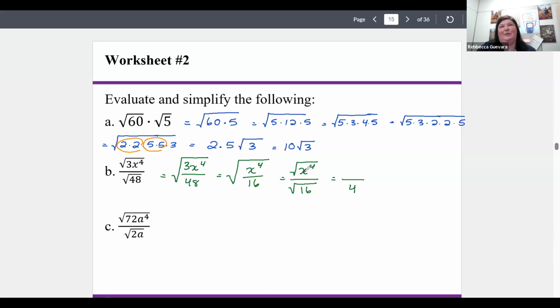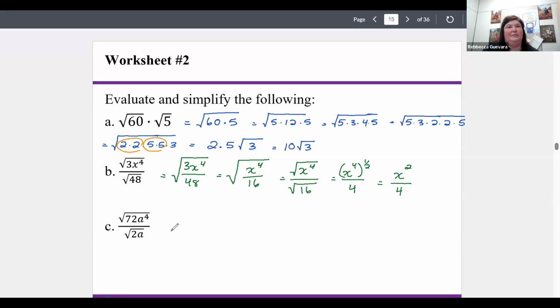But we're going to take a little extra time with this x to the fourth. So remember, that's x to the fourth raised to the power of 1/2. Just bear that in mind. So what would happen here is that this will end up turning into x squared.